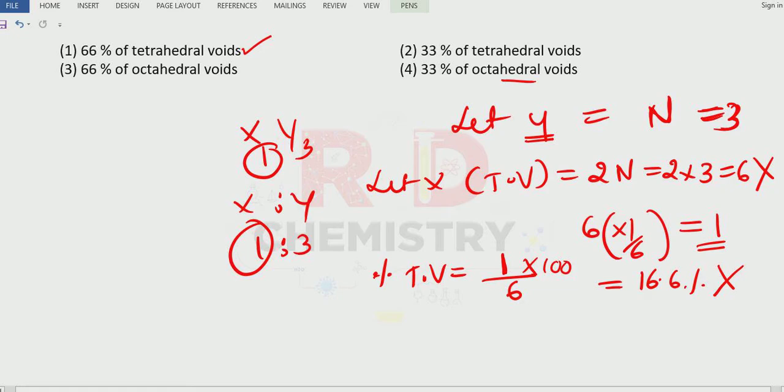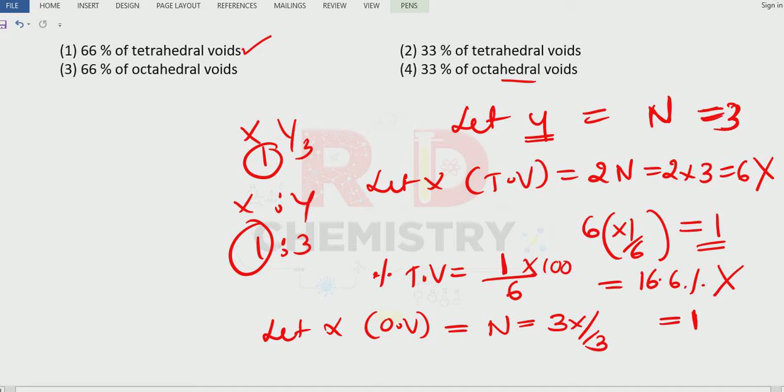Let me proceed now. Suppose I go for octahedral voids. Let X be in the octahedral voids. How many octahedral voids should be there? N should be there, a 1 is to 1 ratio. That means there should have been 3. But how many X are there actually? Actually 1 is there. That means 1/3 is occupied.